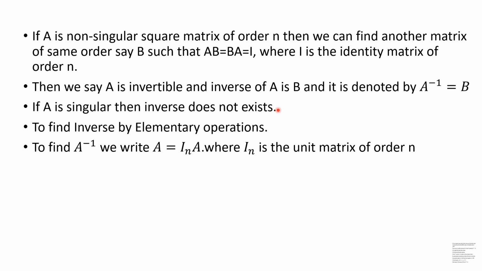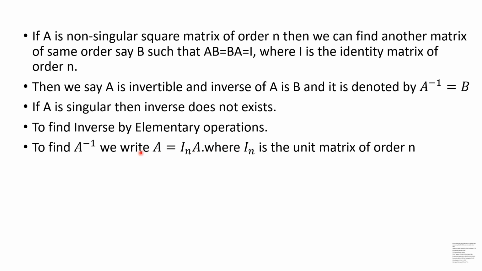first what you have to do is, we have to write the matrix like this. A is equal to In into A. What is In here? In is the identity matrix of order n. If A is the 3 cross 3 matrix, then you have to write here 3 cross 3 identity matrix. If A is of 2 cross 2 matrix, then you have to write here 2 cross 2 identity matrix. This is the first step you have to remember.